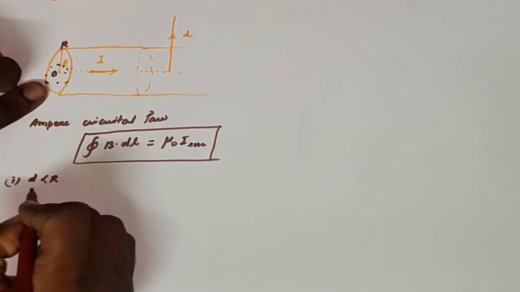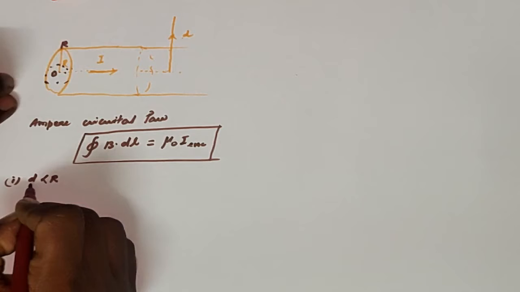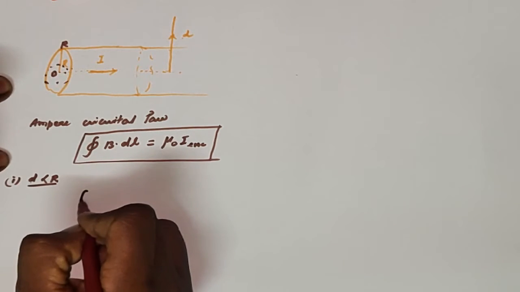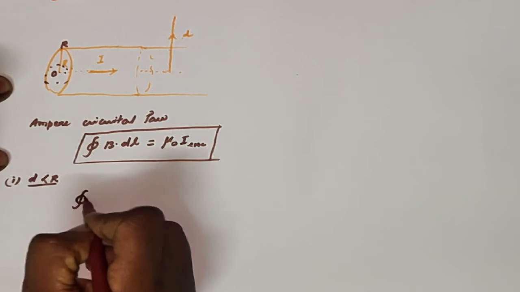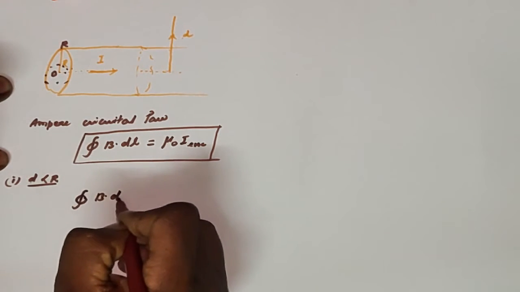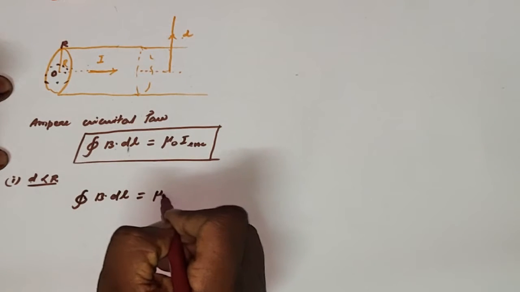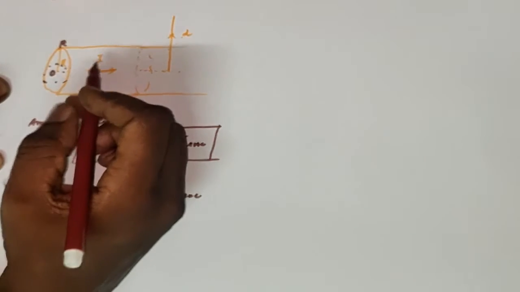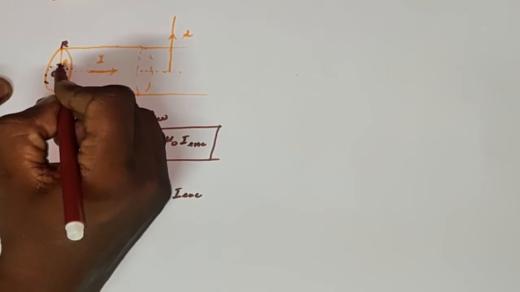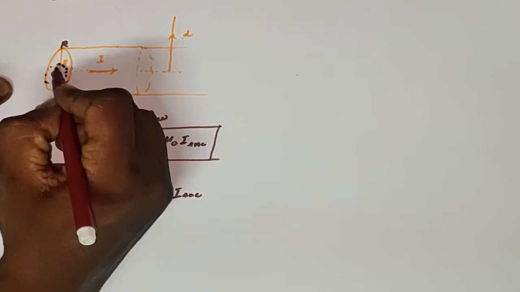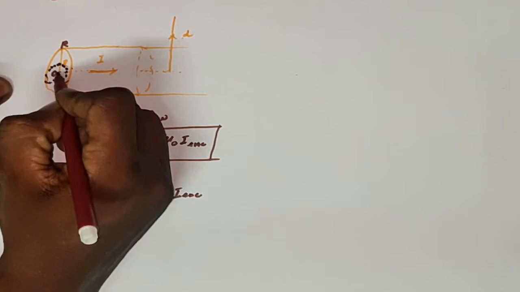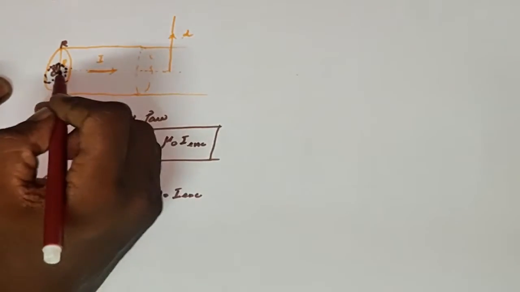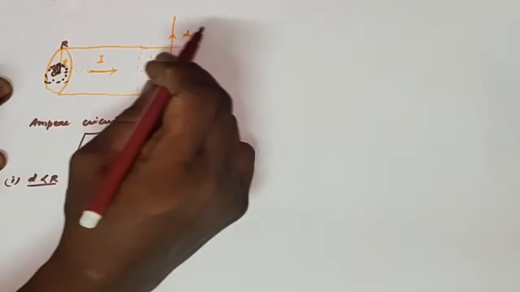Here we are going to find the magnetic field at any distance d less than r. We are going to apply Ampere's circuital law. So the closed integral of B dot dl is equal to mu naught times I enclosed. Now we are taking a circle. Suppose we take this circle at a distance d from the center O. Everywhere we are extending this radius.